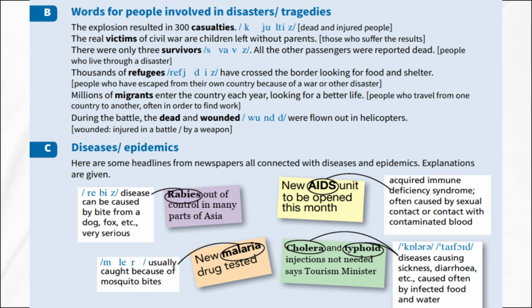Diseases and epidemics. Finally, let us look at some diseases that often make headlines. One is rabies, which is a very serious disease that can be caused by a bite from a dog, fox, or other animal. Another is cholera and typhoid. These are diseases that cause sickness, diarrhea, and other problems, and they're often caused by infected food and water. There is also malaria, which is usually caught because of mosquito bites.